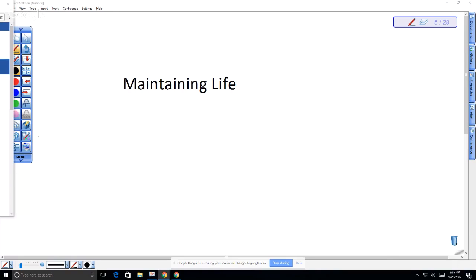So chapter 1 is a good introduction to the study of life and the study of biology. And in chapter 1, they talk about the things that we need to maintain life. So it could also be like the characteristics of life. Like what are some of the characteristics of living things? And so one of the things that we need would be boundaries.